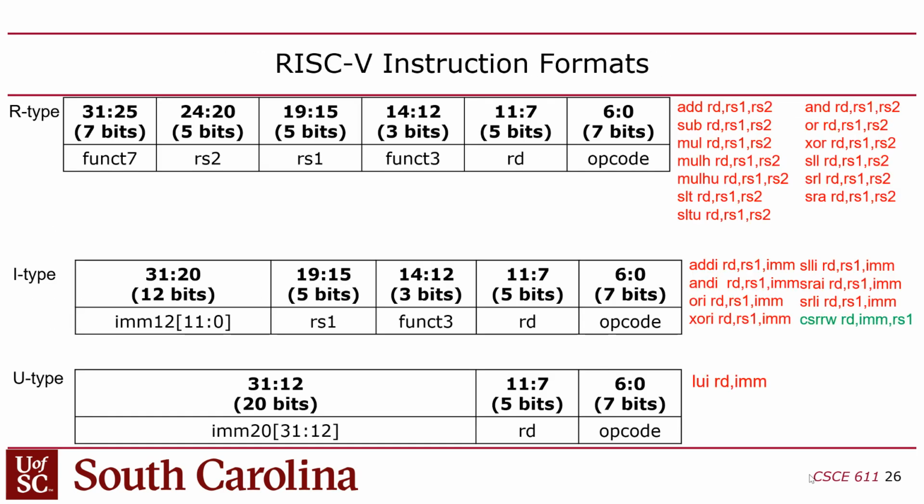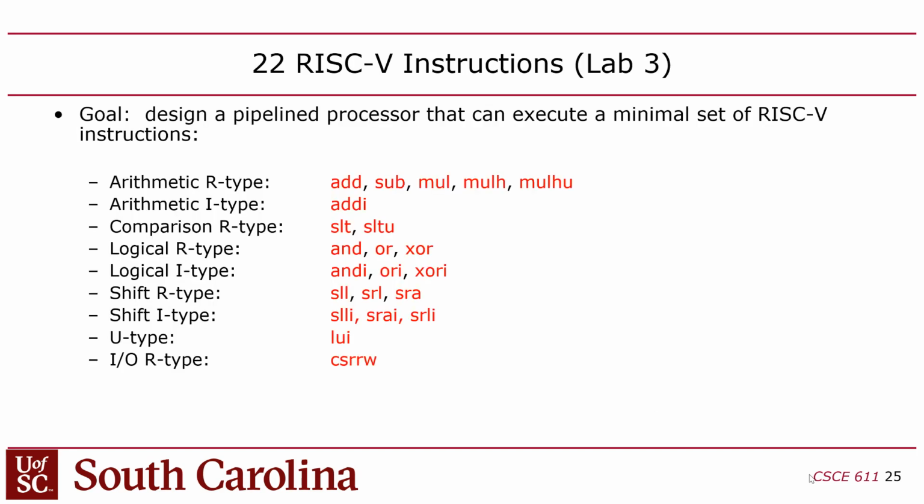Okay, so last time, where were we? Just to quickly review, I mentioned that we want to implement initially 22 RISC-V instructions, and then we're going to add some more after this. In lab 3, we're implementing these 22 instructions. They're all R-type and I-type except for LUI, which is the only U-type instruction.